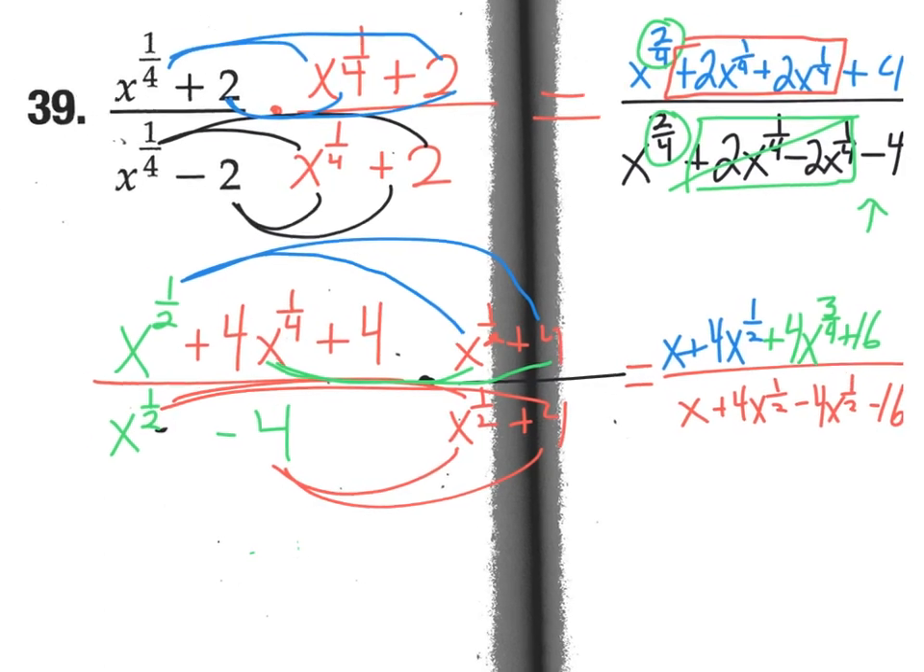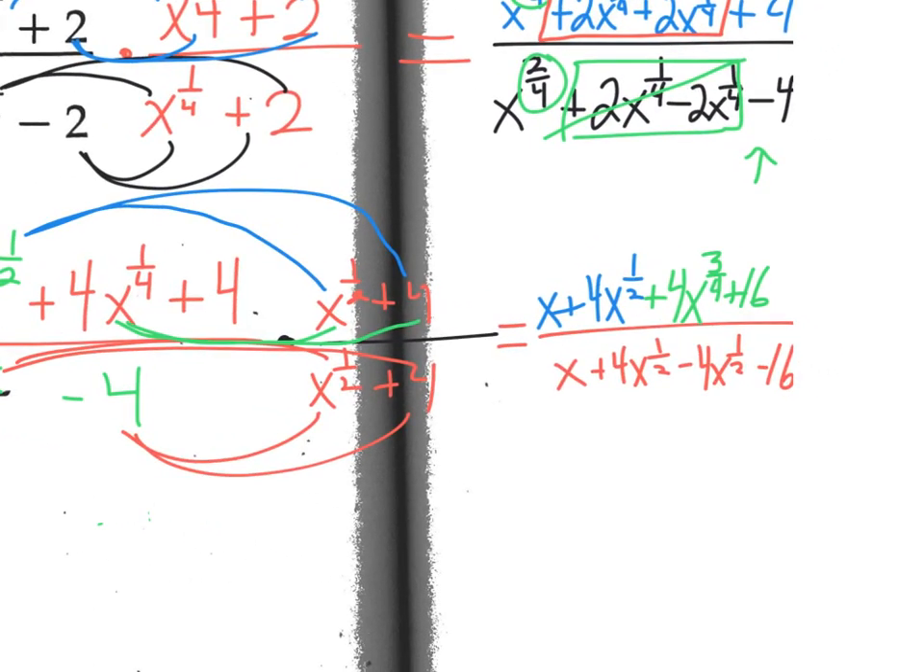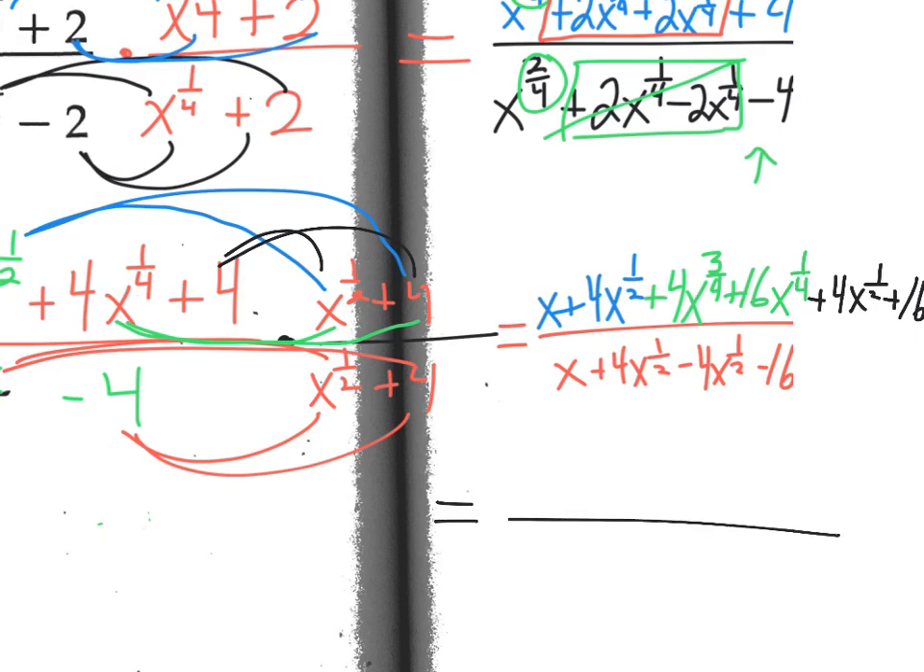Plus 16x to the 1/4. And then I get 4x to the 1/2 plus 16. Let's clean this up. On the bottom of our fraction, we have x. These two are going to cancel out, so we just have x minus 16.